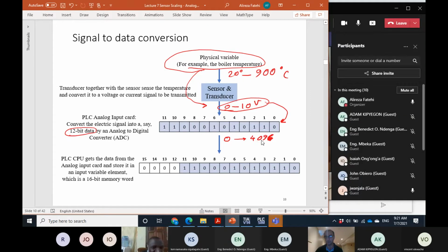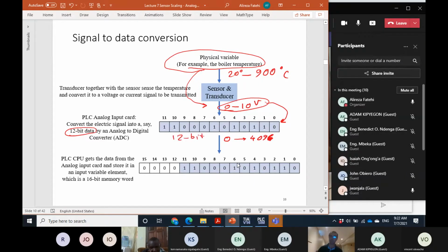1024, yeah, it should be this, 4096. This is the number that is generated. This is an example. Please note it, this is not for the PLC that we have, 1200. This is just a typical example. Okay, so for example, a 12-bit binary signal.